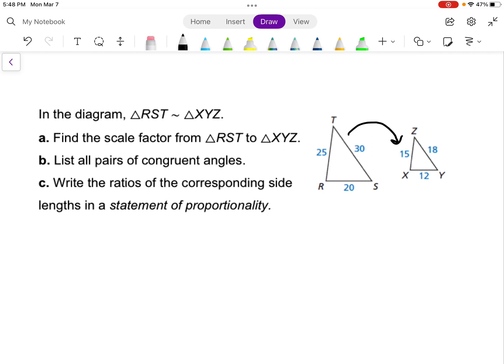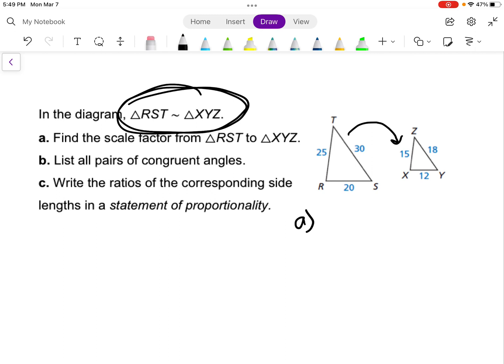It says list the pairs of congruent angles and write the ratios of corresponding side lengths in a statement of proportionality. And I'll show you what that is. So let's start with A. So let's find the scale factor. Hey, by the way, up here it tells us that they're similar. So we're not trying to show that they're similar. We already know that. We're just going to use the fact that they're similar to answer this question.